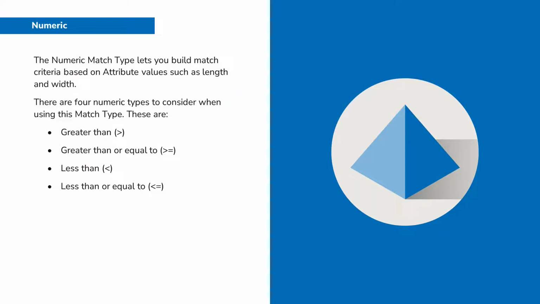The numeric match type lets you build match criteria based on attribute values such as length and width. There are four numeric types to consider when using this match type. These are greater than, greater than or equal to, less than, and less than or equal to.